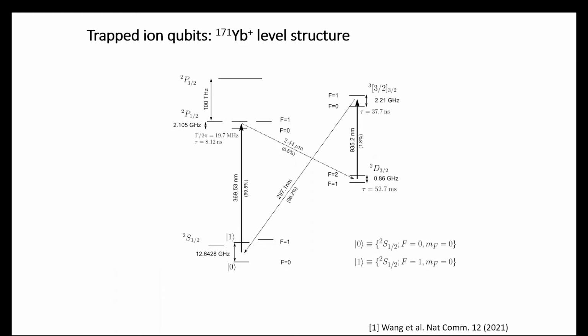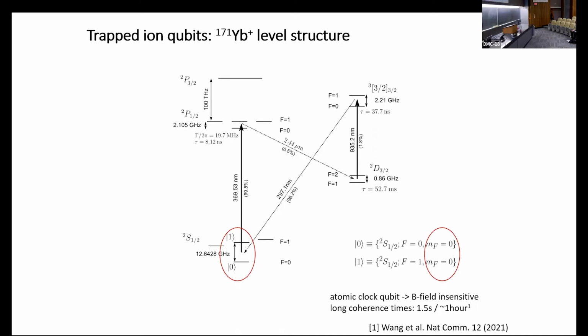Okay, so we, like many trapped ion groups, are using Ytterbium 171. This is the electronic structure of Ytterbium 171. It looks very complicated, but don't worry. We mostly focus on this hyperfine ground state level here, which we use as our qubit. Why? Because it is magnetic field insensitive to first order, and with this we have achieved a long coherence time of 1.5 seconds in our lab, and many other people have achieved even longer coherence times of like an hour. This is the T2 coherence time. We don't have T1 because this is a hyperfine qubit.